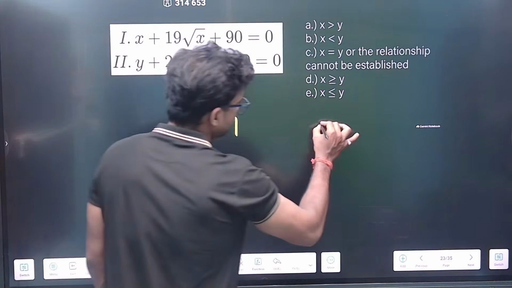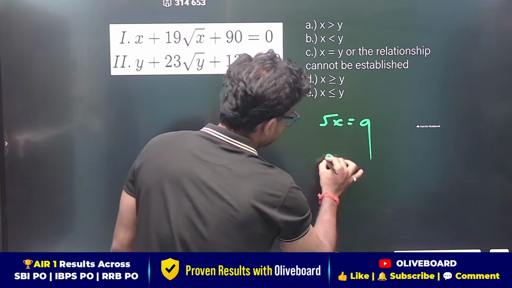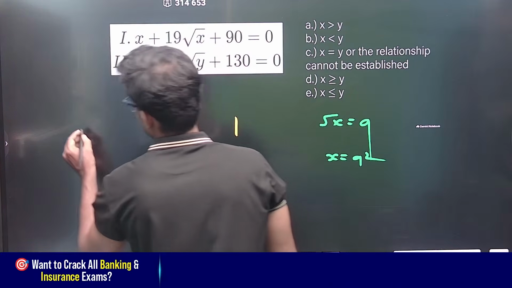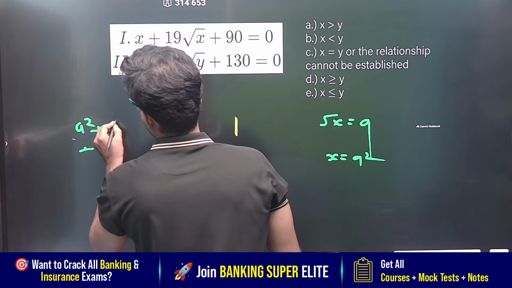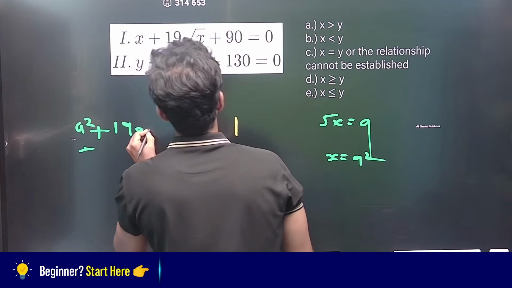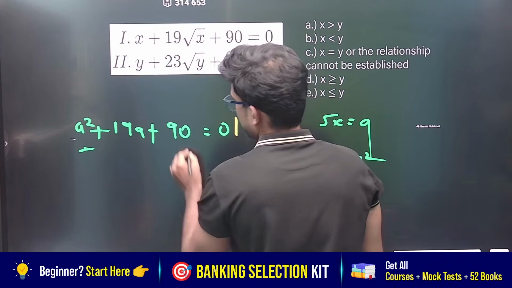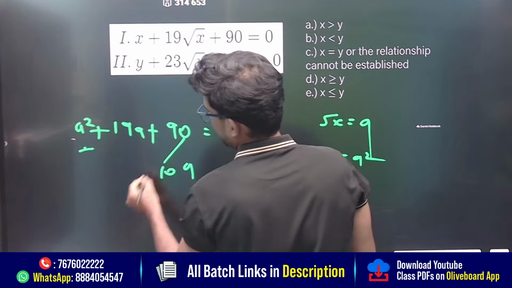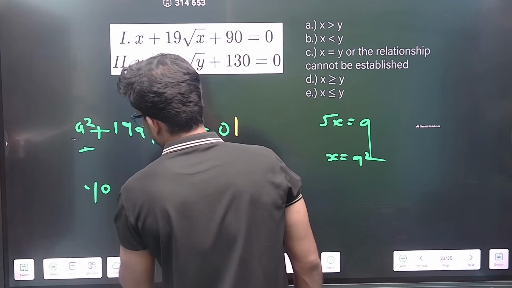Assume root x is equal to a. Then x equals a square. Then you can write down this is a square plus 19a plus 90 is equal to 0. So this is 10 and 9 and this is 19. So your roots would be minus 10 comma minus 9.